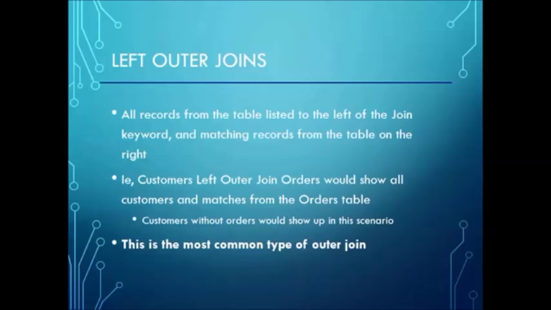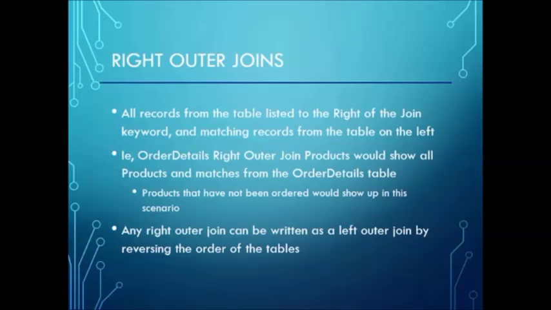Right outer join means the table from the right side of the join keyword is where we get all of the records from, and we get the matches from the table on the left. Any query that uses a left outer join can be written as a right outer join, and vice versa, simply by flipping the order that the tables are listed in.